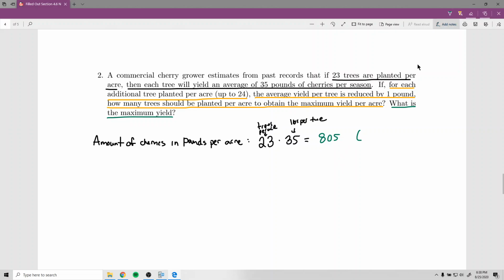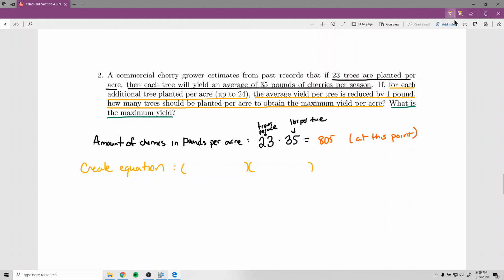But once again, let me not put that in green because I realized I highlighted something below. So at this specific point, if you don't add any number of trees per acre from 23, you would expect 805 pounds of cherries per acre. Now the question is, how do we create an equation based off the yellow part?